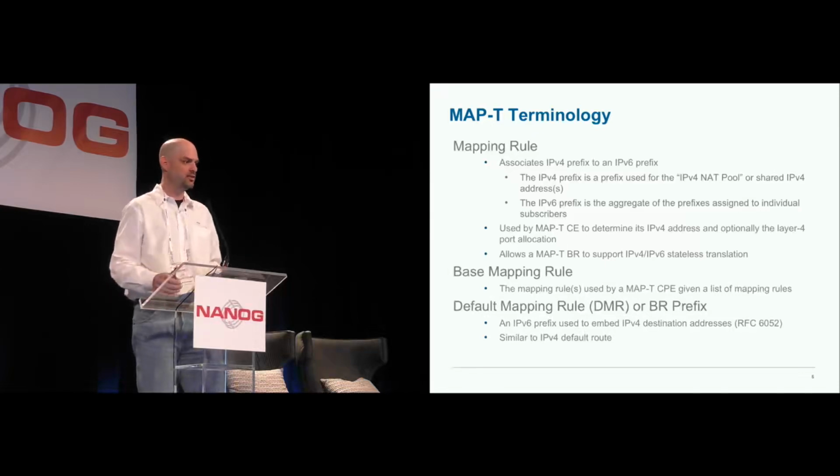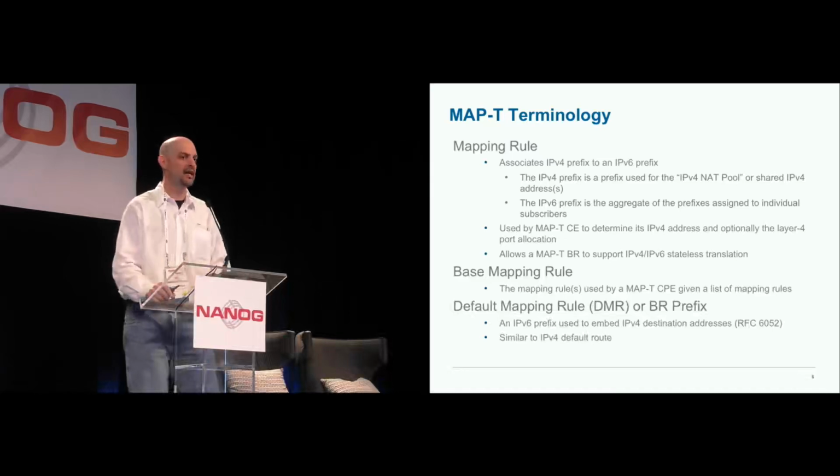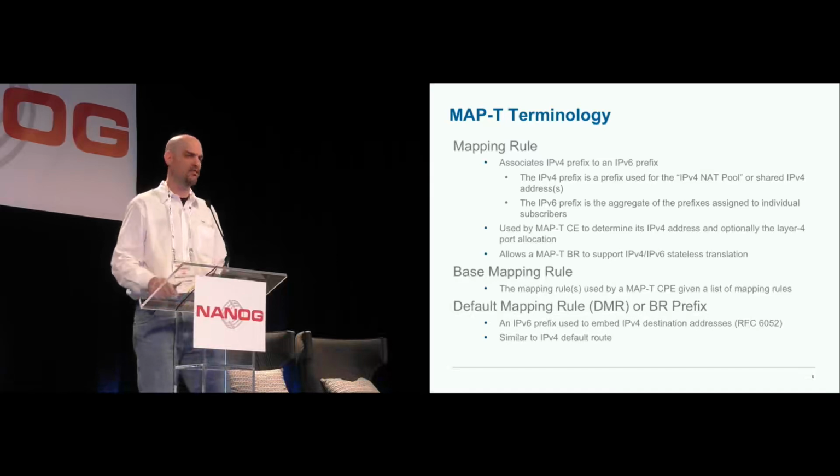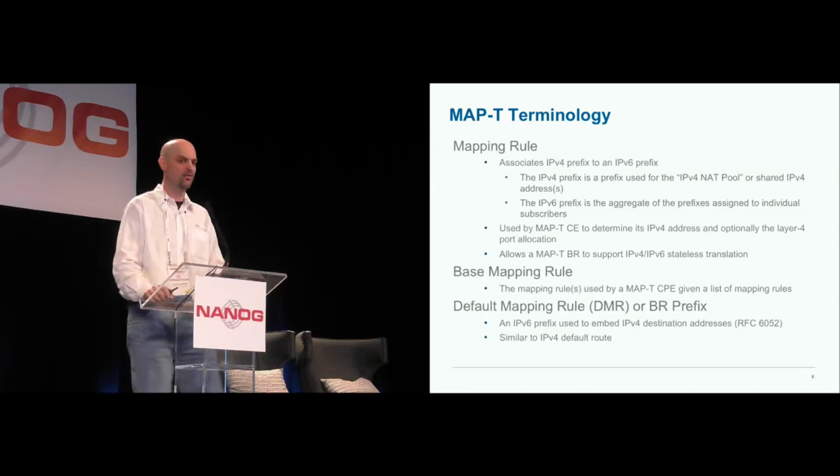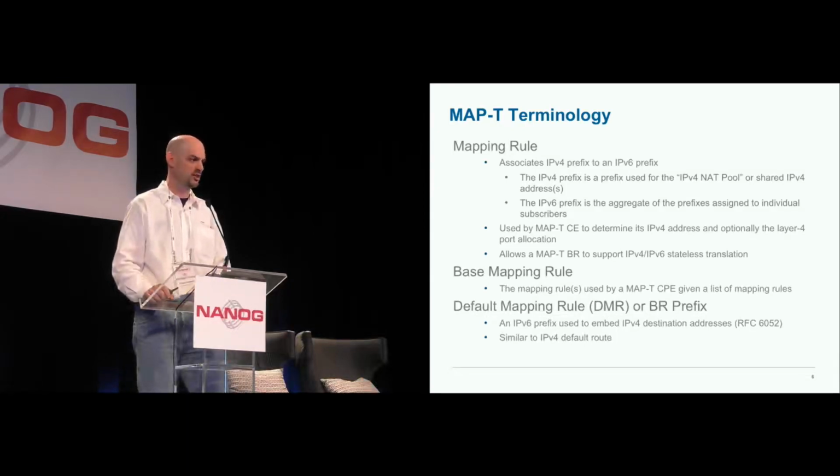Now, the mapping rule is used by both the MAP-T CE and the MAP-T BR. On the CE, it is used to determine its posture. So in the case of a shared IPv4 address, the prefix will actually communicate its IPv4 address, I'll show this in a little while, and optionally the layer 4 port allocation. In our case, it's mandatory because we're doing shared IPv4, but it also communicates the layer 4 port allocation. On the BR side, it allows the BR to perform the IPv4, IPv6 stateless translation.